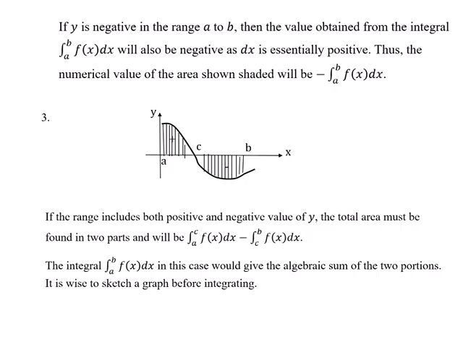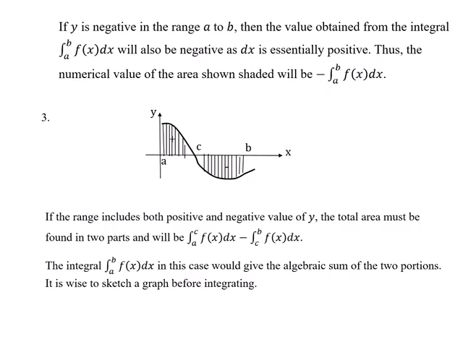Positive. So thus, the numerical value of the area shown shaded will be minus integral f of x dx from a to b. Because it fell on the negative side of y, you can see where it was shaded, it was on the negative side of y. So that's why it contains a negative minus sign.